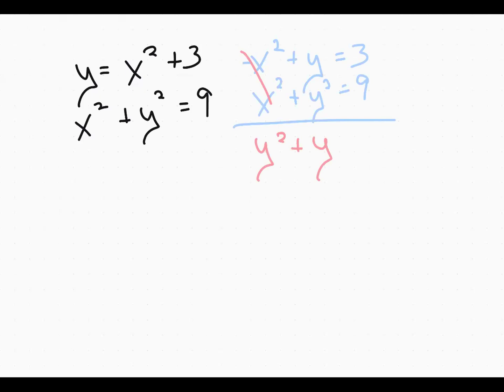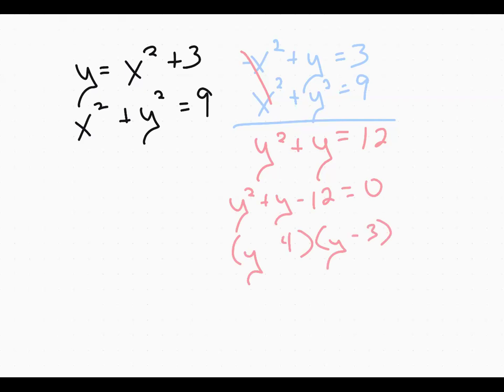Move the 12 over. By subtraction and factoring, factors of 12 that subtract to 1. I do see a 4 and a 3. He's the minus, he's the plus. So we end up with y equals -4 and y equals 3. Okay. I now have 2 y's.